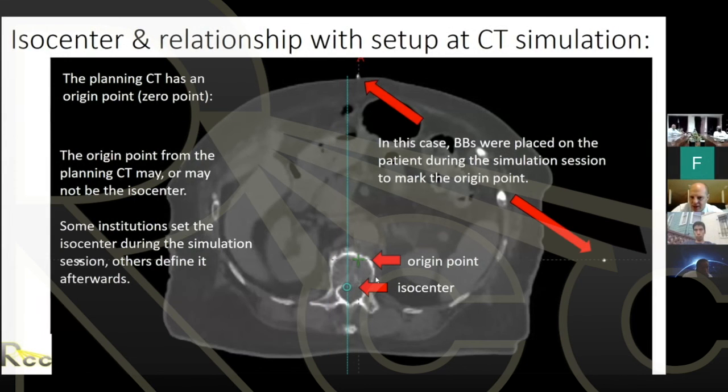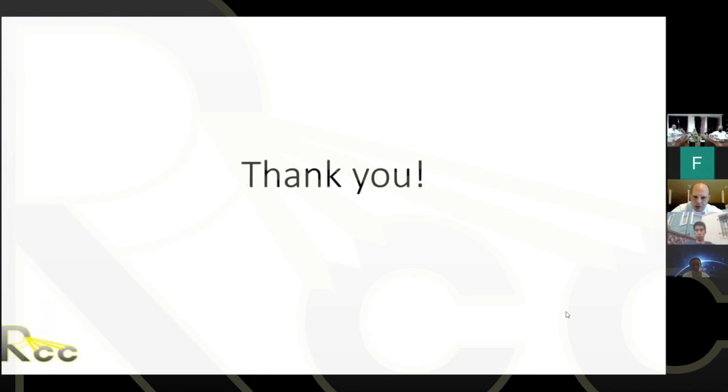Sometimes you can define it at CT, or more commonly, it's defined in the planning system, and then you just provide instructions at the linear accelerator on how to make that shift. And that is all that I have, unless there are any other questions. Thank you very much.